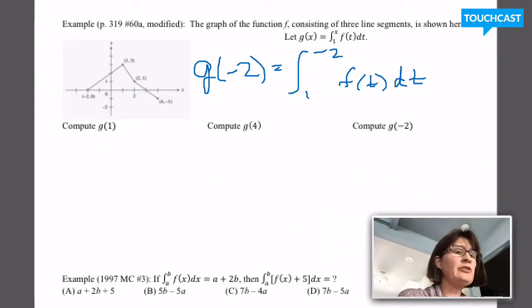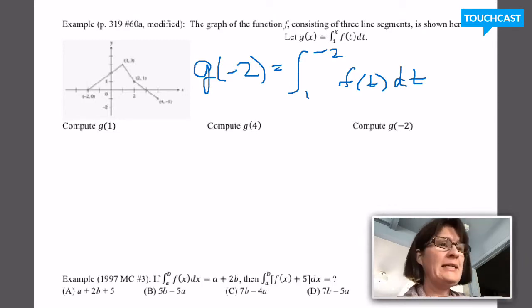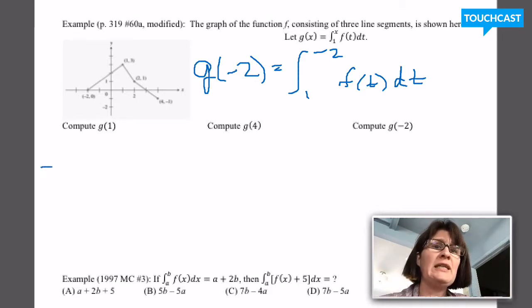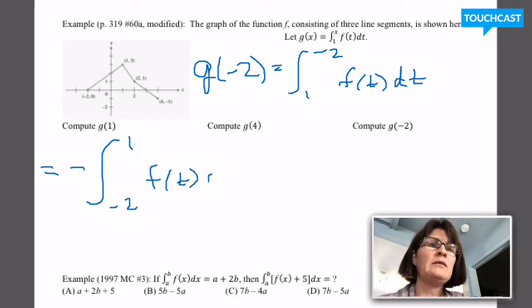To find g of -2, I'm going to start by replacing x in the g of x rule with a -2. That gives me the integral from 1 to -2 of f of t dt. Now remember, we integrate from left to right, so these limits are out of order. So my plan here is to change the order of the limits, but that means I'm going to have to bring a negative sign out to the front of my integral. So g of -2 is going to equal the opposite of the integral from -2 to 1 of f of t dt.